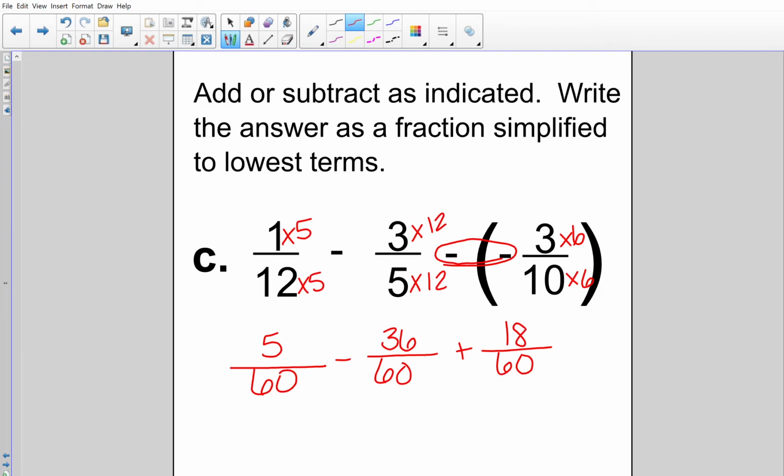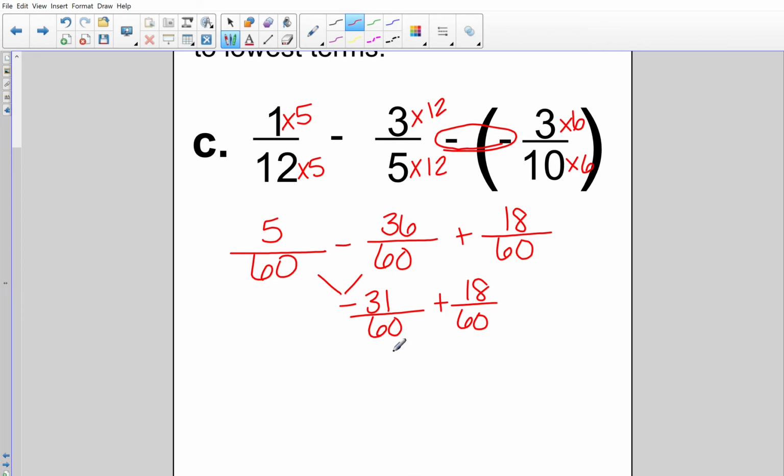So then it's just simply moving left to right. So I have 5 minus 36, which is going to give me a negative 31 over 60. Then I can add that 18/60ths to that. So remember, I have a negative 31 and a positive 18. So those are really subtracting. And that's going to give me a negative 13 over 60. Again, because that 31 was larger, that's why it's carrying that sign.